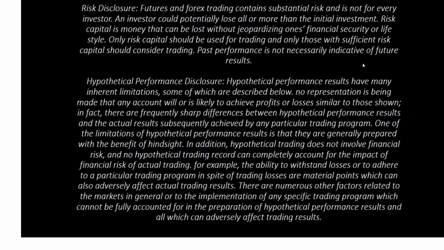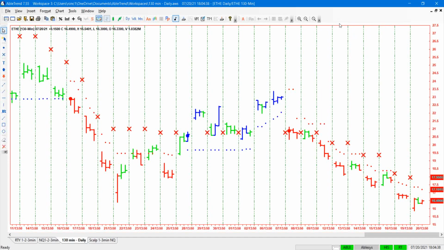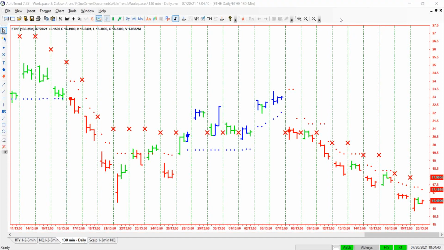So let's jump in and take a look at a longer term chart. This is more of a swing trading chart, and this is Ethereum, which is one of the cryptos. You can trade anything you like with Able Trend. Again, as I mentioned, it works exactly the same for all markets and all time frames, whatever you like, because everybody likes something different.